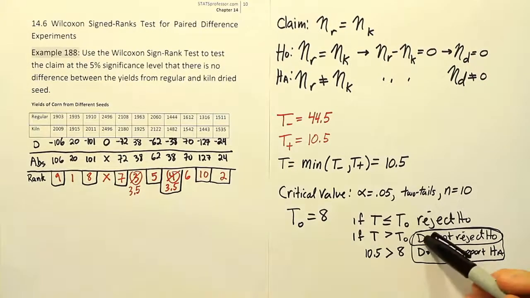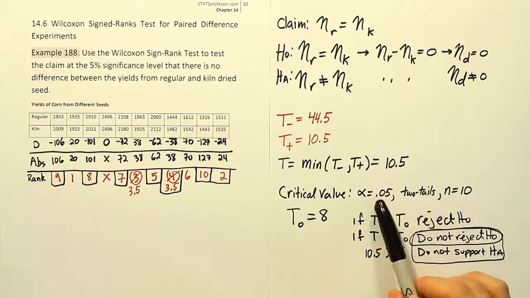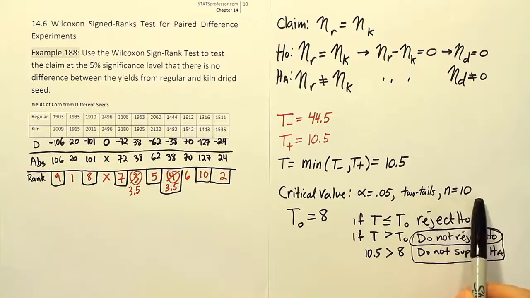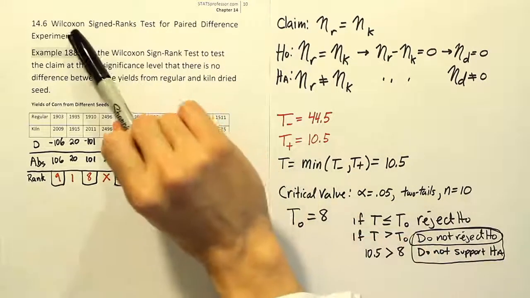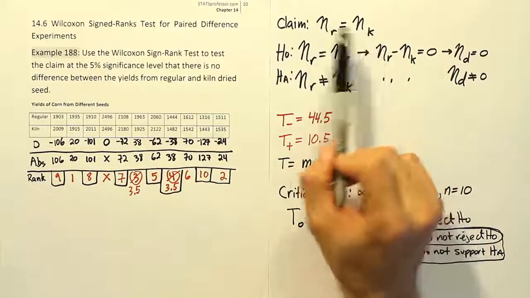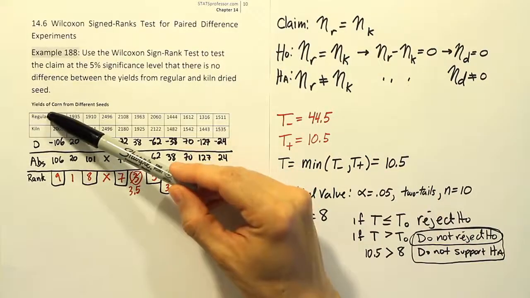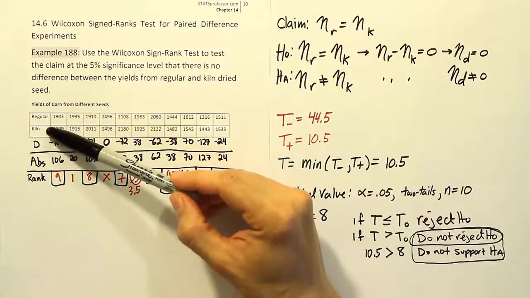So that's always an issue when you cannot reject H0. When you can't reject H0, you have to wonder, maybe I didn't reject this because my test just isn't powerful enough to detect a false null hypothesis here. But in either case, according to what we had in this problem, a 5% significance level, a two-tailed test, n being 10, and using the Wilcoxon Signed-Ranks Test, our conclusion is that we cannot reject the claim, and this means we cannot say there's a difference between the yields from regular dried seed and kiln dried seed.